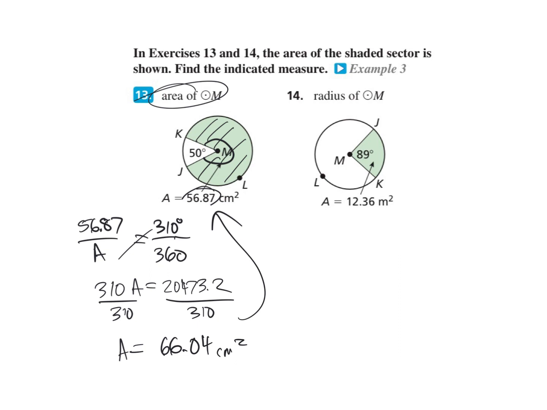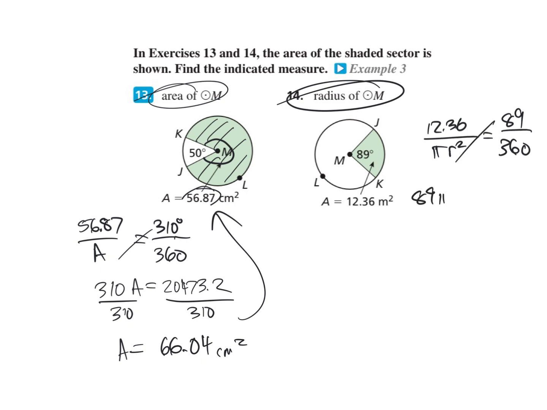Okay, so let's go number 14, our last problem. Now they want the radius of the circle. So the area of the sector is 12.36 to the whole area, which is pi r squared. And we have 89 is to 360. So we want to know the radius. So we have 89 pi r squared equals 360 times 12.36. That's 4,449.6. So we're going to divide by the 89 pi.